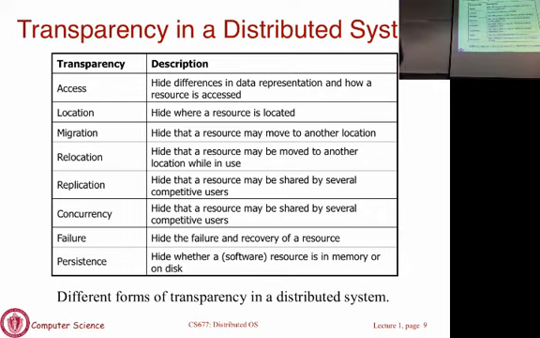Yes. Apart from the trade-off of complexity, is there any trade-off between these? Like, is access transparency a trade-off with concurrency? Let's say, this is an example. Are there any trade-offs in between them? Are you asking are there trade-offs between properties here? Yes.